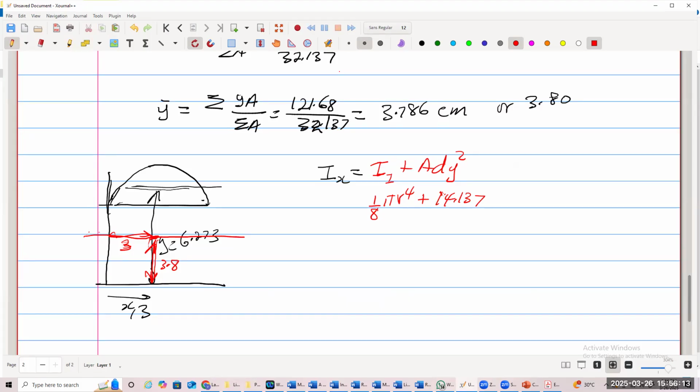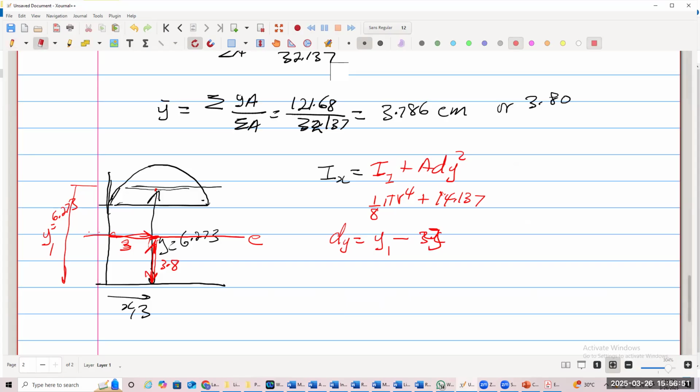Let's find dy before we move further. So dy is going to be a distance. This is the centroidal axis here. So you get a center coming from here. The distance we know, this y1, is 6.273. So it's easy. It is 6.273 minus 3.8, minus y bar.